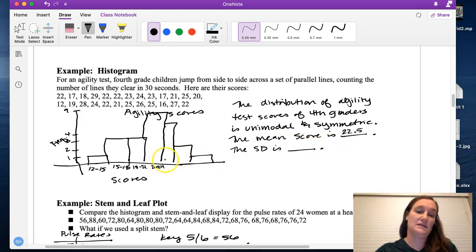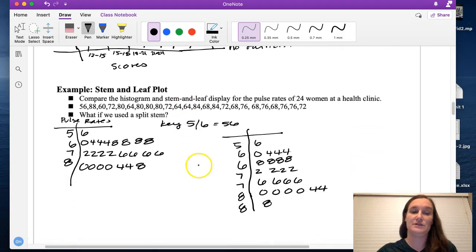And you want to say anything unusual. In our case, there aren't any outliers or gaps, so we just say there are no outliers. You could say no outliers or gaps if you'd rather. All right, let's look at this one.